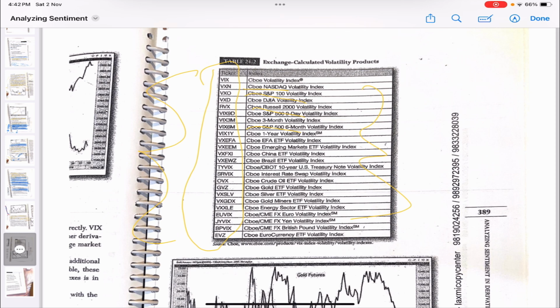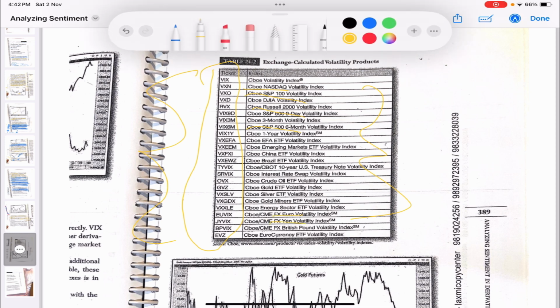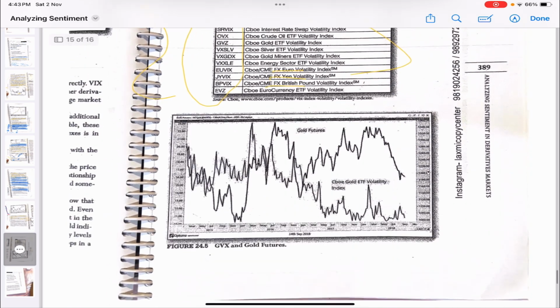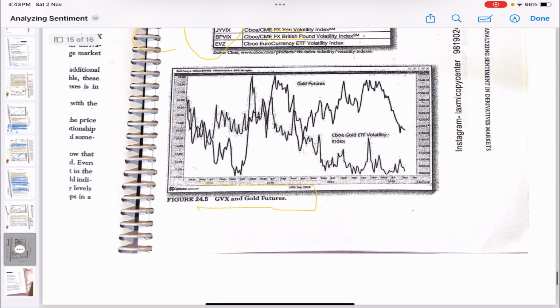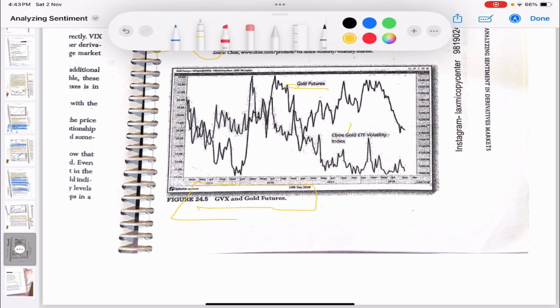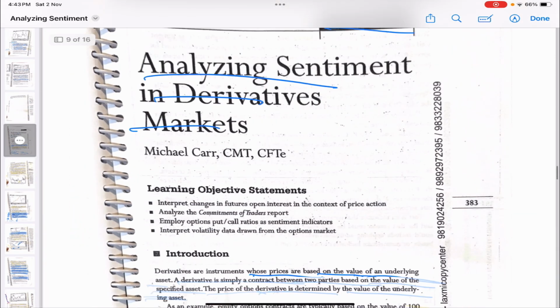So you can see we even have euro volatility, yen volatility, British volatility. These talk about the volatility of the index. And then we have GVX and gold futures. This is the gold futures and this is the gold ETF volatility. So all of the indexes have their own volatility index. So that's it with analyzing the sentiment in the derivatives market.